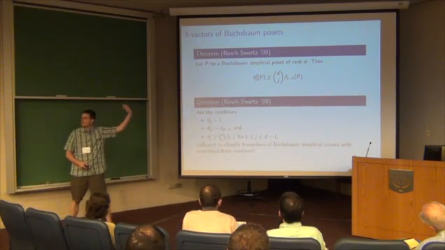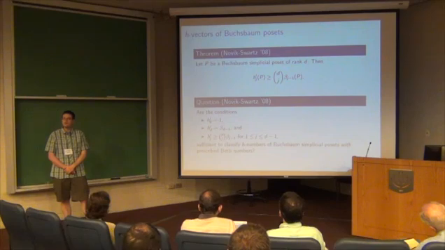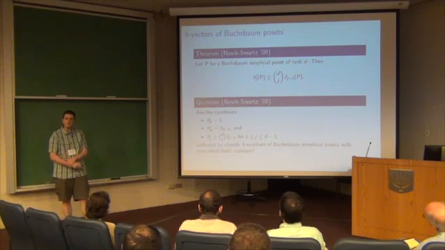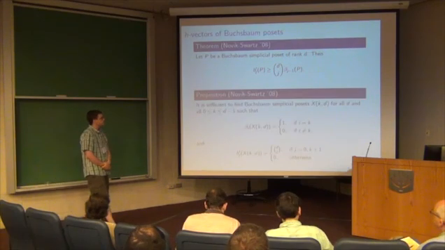Is it enough that if this inequality holds on all levels, that there is a Buchsbaum simplicial poset with those prescribed Betti numbers and H prime numbers? And what I want to tell you is that the answer is yes.